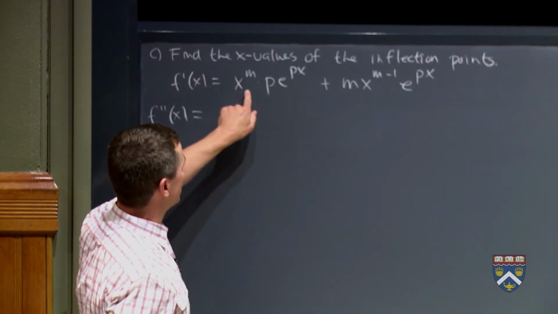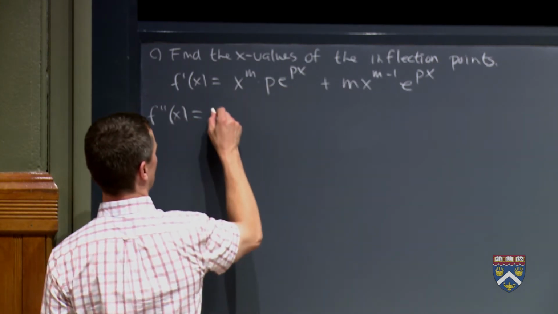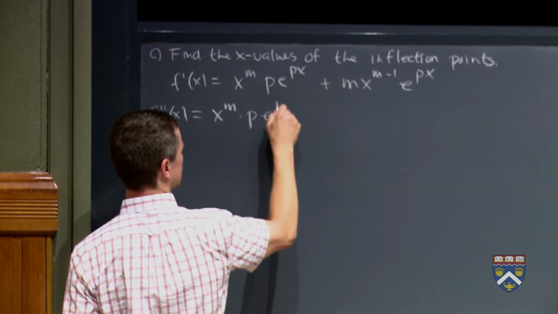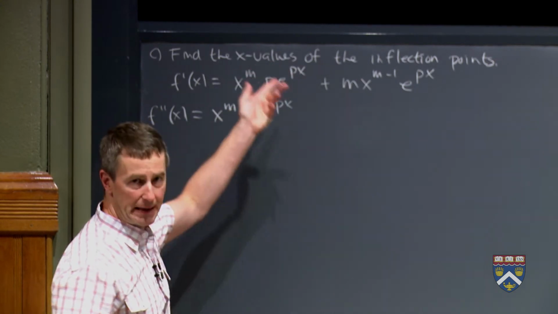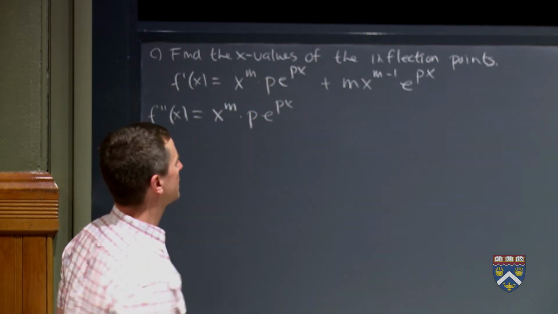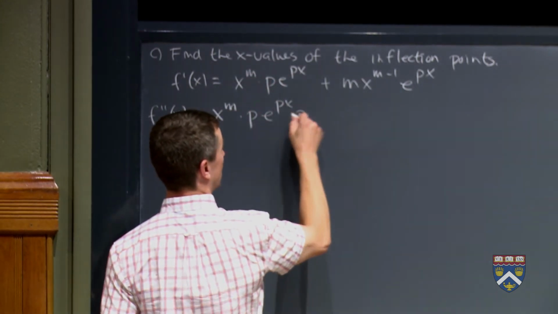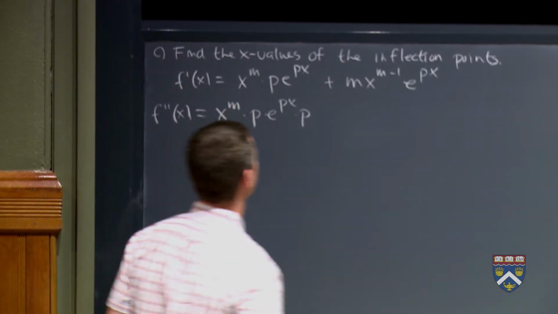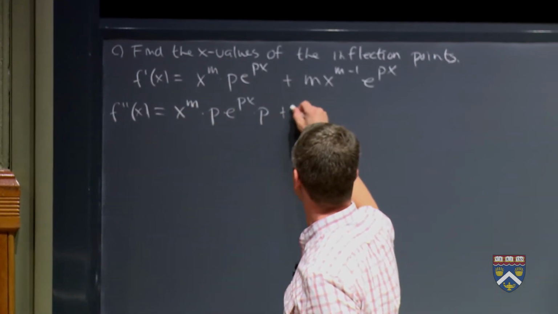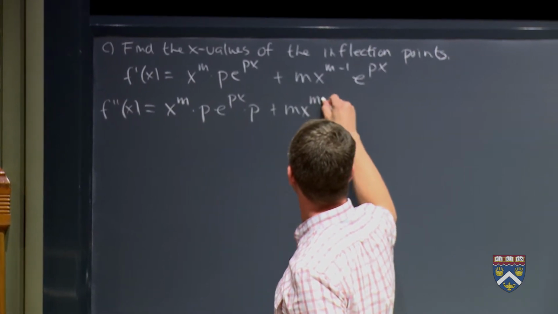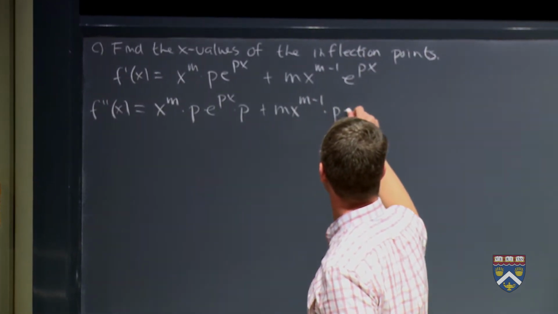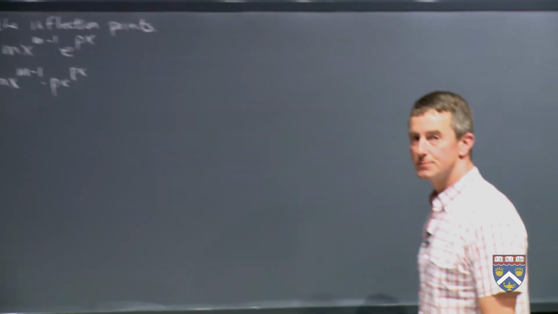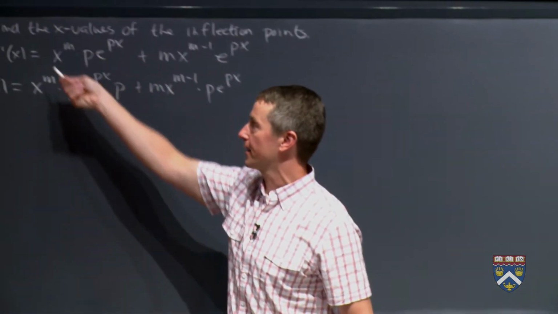I want to take the derivative of this. Say I leave the x to the m alone. This p is a multiplying constant, so it stays. And the derivative of e to the px is what we just took in the previous part. That's e to the px times another p from the chain. Now let's take the derivative of this part. That's going to be an mx to the m minus 1 multiplied by pe to the px. So that was the product rule on this first part here.